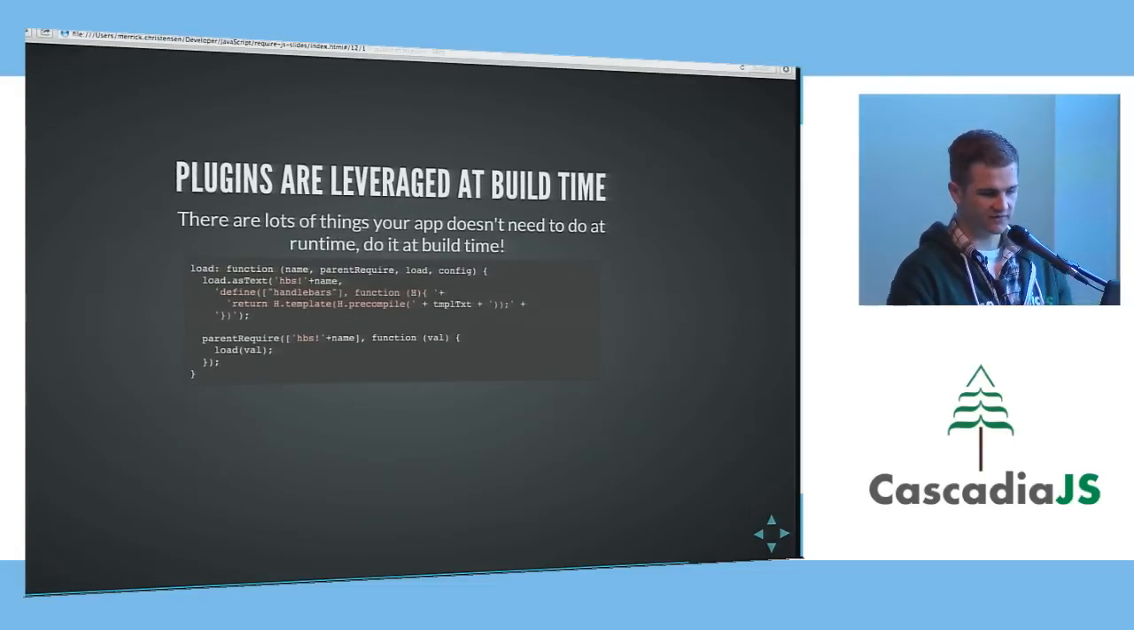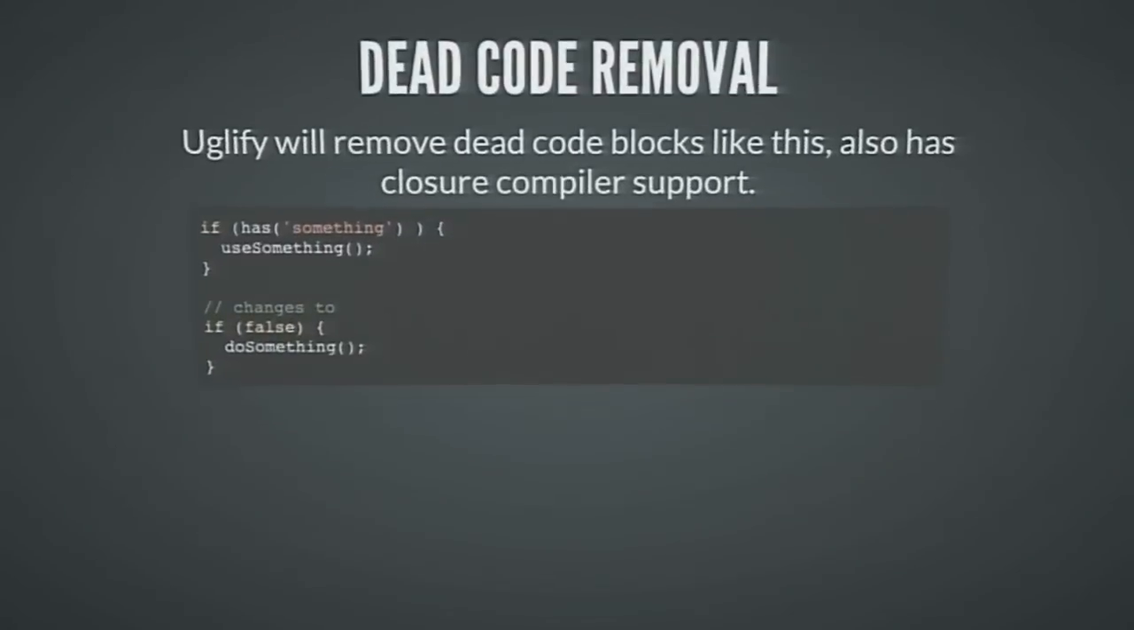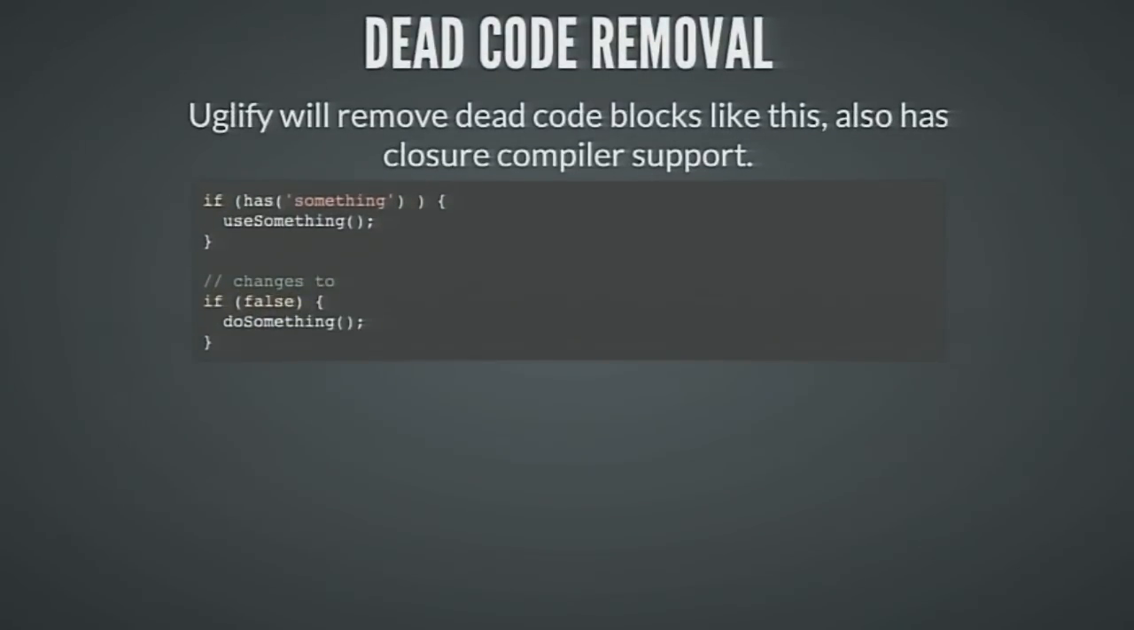This is an example of leveraging a plugin at build time, pre-compiling a template. Also, you can run through Google Closure Compiler or Uglify.js, which is absolutely amazing. The Google Closure project is just a brilliant work of engineering. In which case, you can do dead code stripping. So all of the kind of things you'd expect from a build.